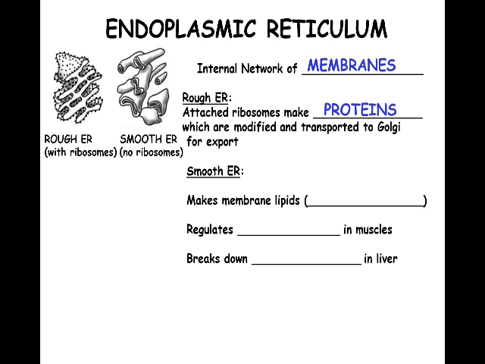Smooth ER makes membrane lipids like steroids, regulates the calcium in our muscle cells, and helps to break down toxins in liver cells.